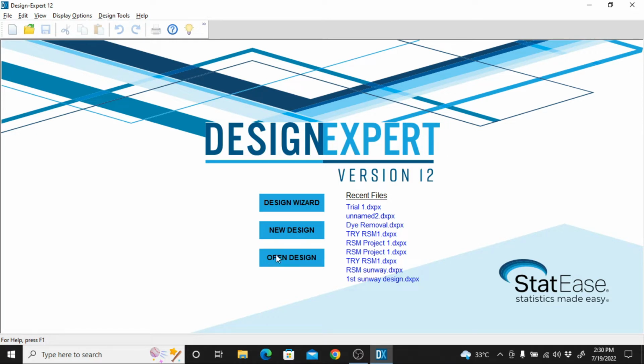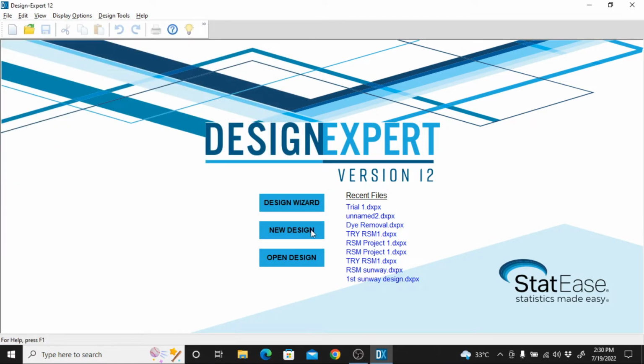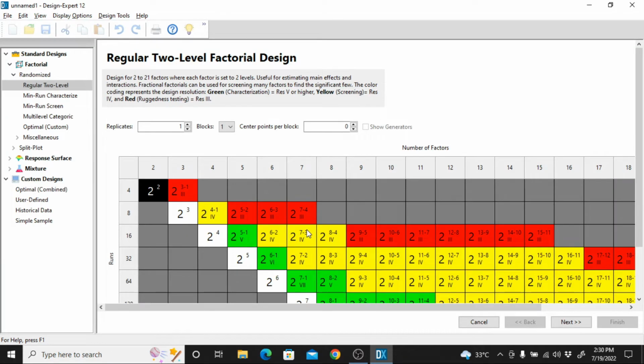Then click Open Design. Okay. Open design if you already have a design. If you don't have a design, create a new design. So I will teach you step by step so you will not miss the train. After you click the new design, you're going to click the response surface.